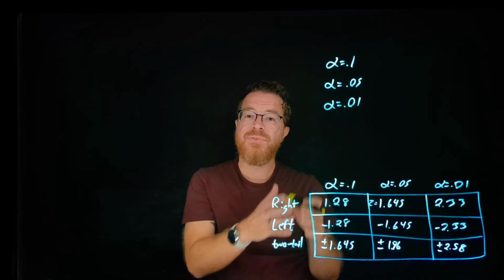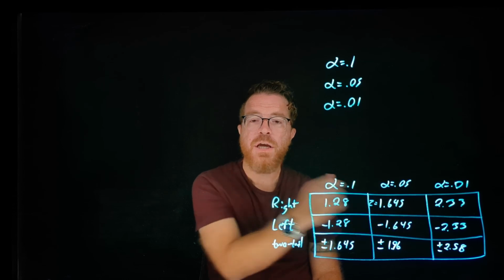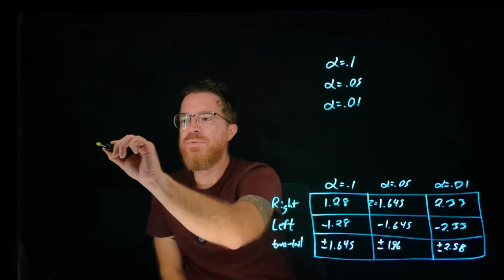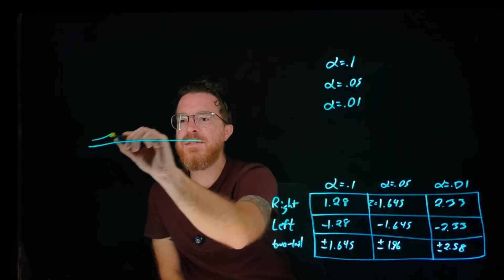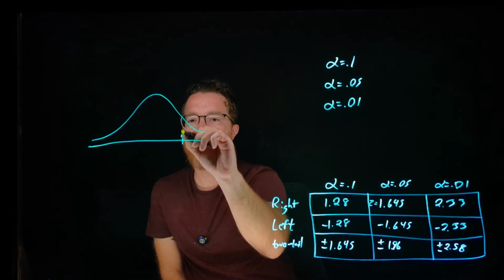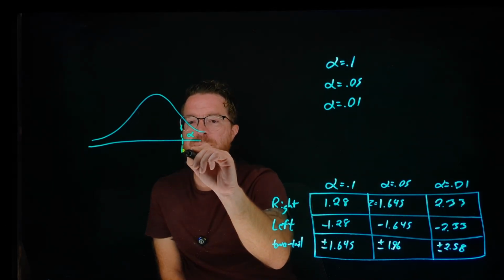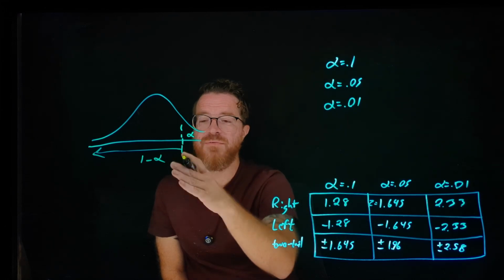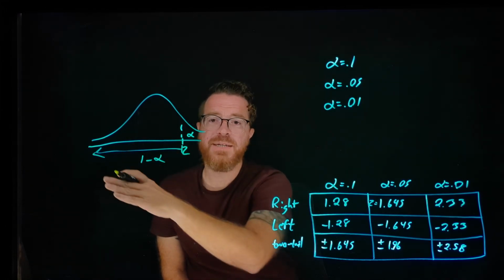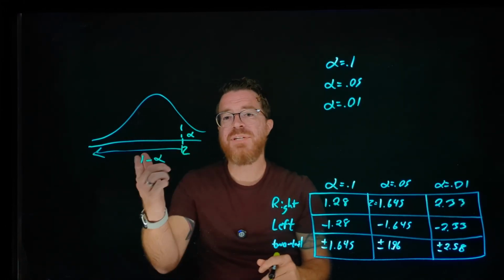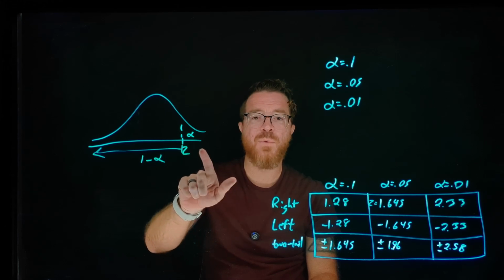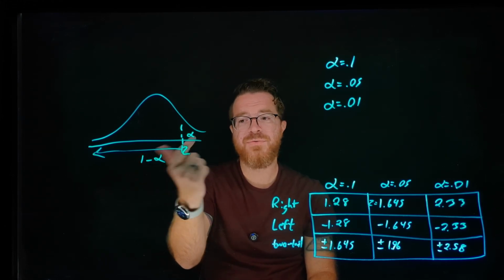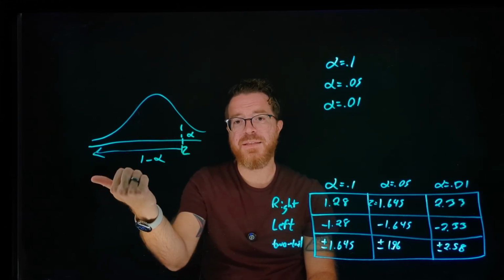Now, if you have an alpha level that is not one of these, you would find it the same way. You would figure out if you're doing a one tail test. If it's a right tail test, you just figure out what alpha is, and then you're going to be looking up on your graph what is the value of z that has 1 minus alpha to the left of it. If you're doing a left tail test, you just use symmetry, figure out what the value is to the left of a positive, and then just make it the negative z.